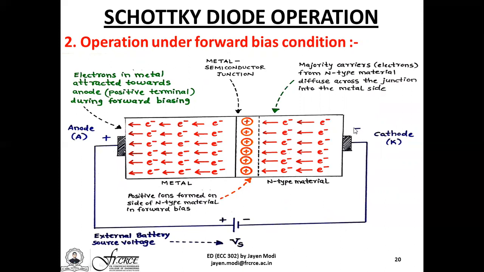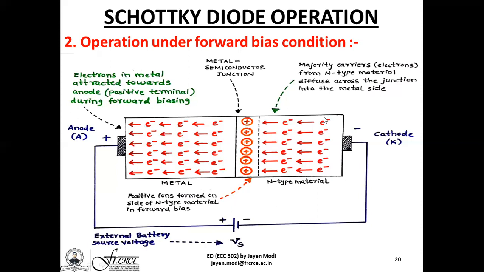In physics, as we know, like charges repel and unlike charges attract. So basically that is what is happening here. Electrons in the metal are attracted towards the anode, that is the positive terminal, due to the forward biasing. Similarly, majority carriers, that is the electrons from the n-type material, diffuse across the junction into the metal side, and this diffusion is only due to the external battery source voltage applied.